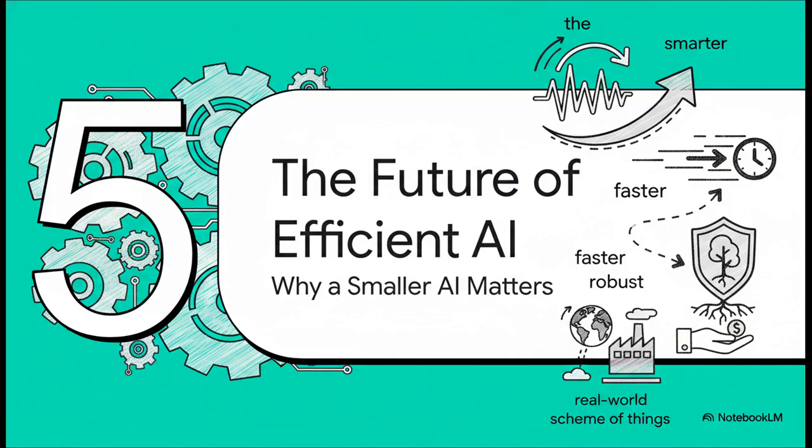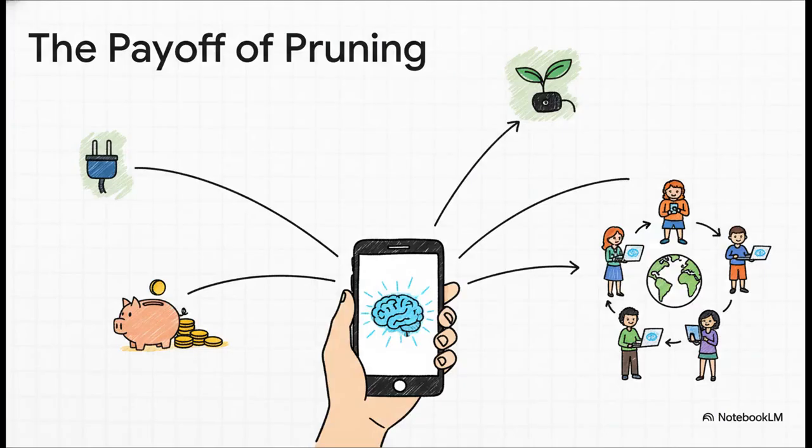Okay, so we've seen the data. Z-Pruner is smarter, it's faster, and it's tougher. But so what? Why does any of this matter in the grand scheme of things? What's the real-world payoff here? Oh, the payoff is absolutely massive.